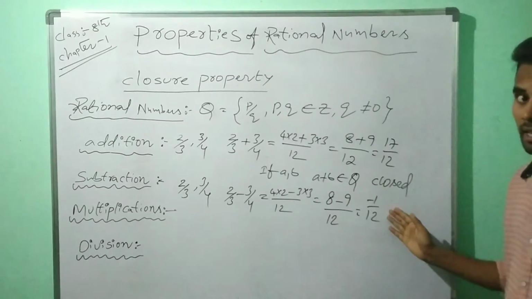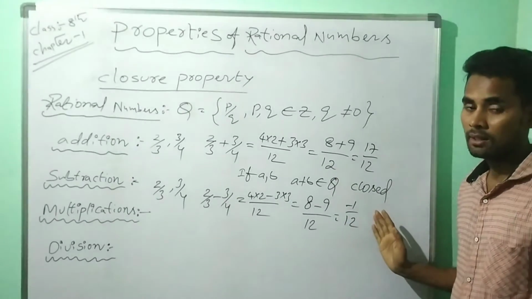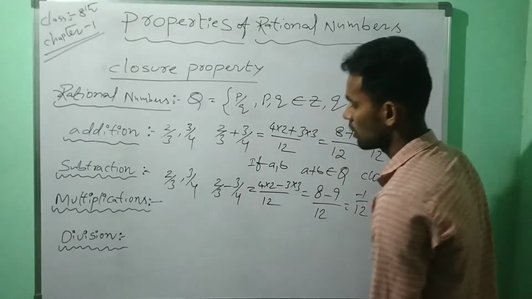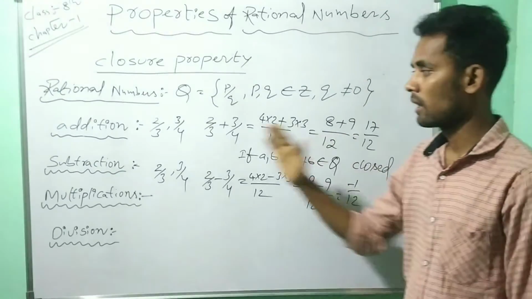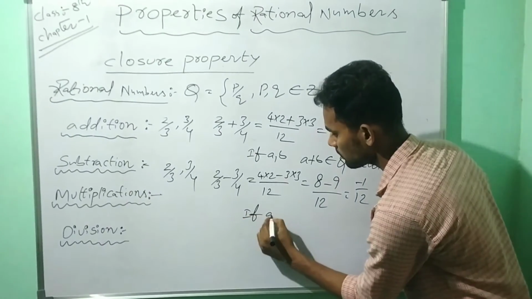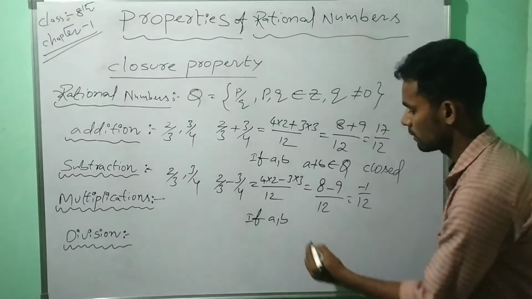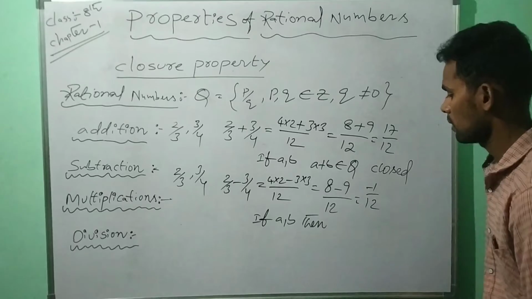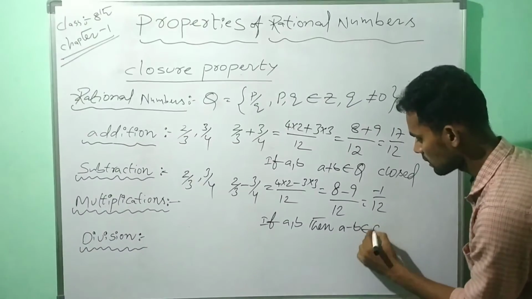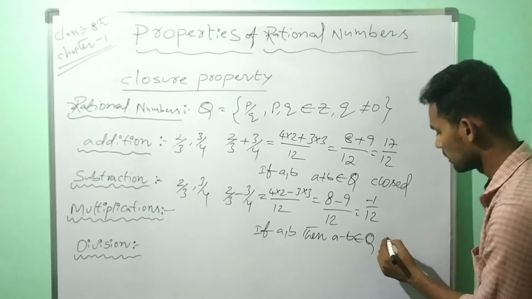Minus 1 by 12 is a rational number. Is this number of the form p by q, where p and q are integers and q not equal to 0? Yes, this is a rational number. So the closure property is satisfied under subtraction in the set of rational numbers. If a and b are any two rational numbers, then the difference a minus b is also a rational number. So rational numbers are closed under subtraction.